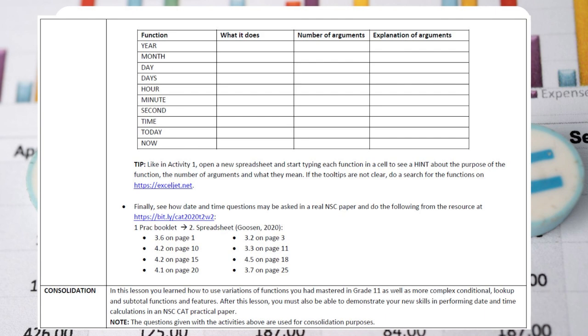Consolidation. In this lesson you learned how to use variations of functions you had mastered in grade 11 as well as more complex conditional, lookup, and subtotal functions and features. After this lesson, you must also be able to demonstrate your new skills in performing date and time calculations in an NSC CAT practical paper. Note: the questions given with the activities above are used for consolidation purposes.